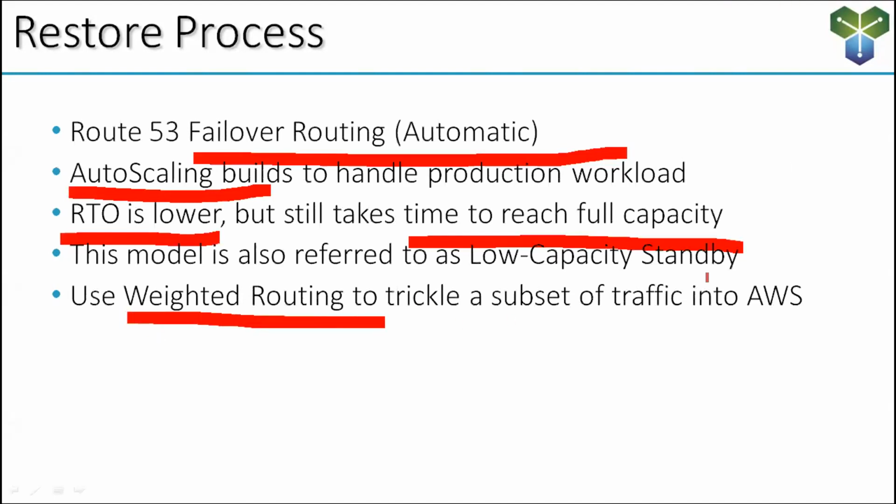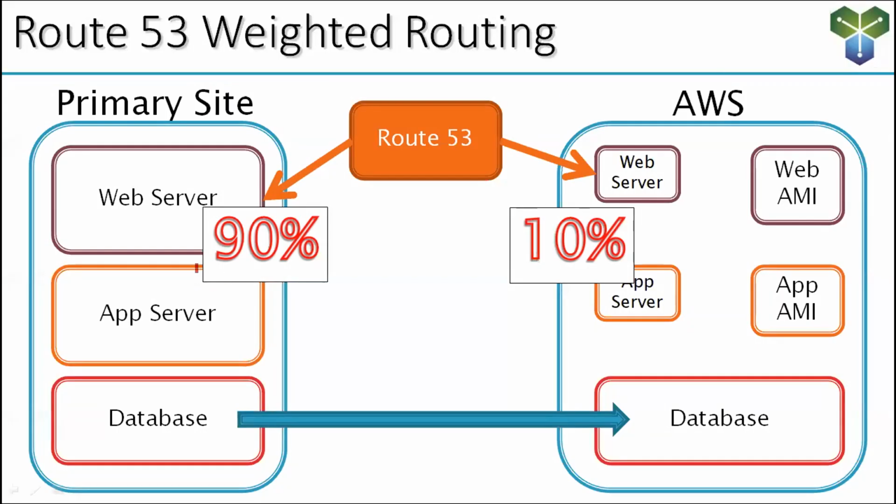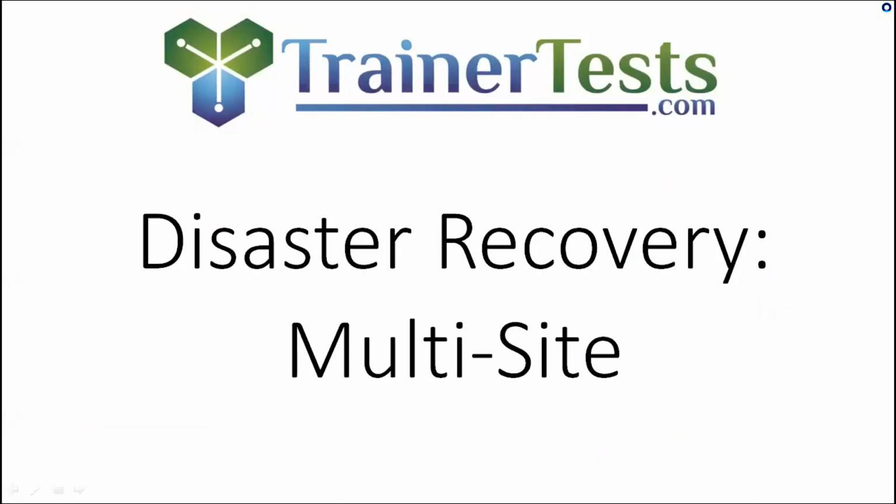And like I said, we'll use weighted routing in Route 53 to trickle a little bit of traffic into AWS. So kind of here you see that example, 90% to the primary site, the other 10% to AWS. And we can bake failover routing right into that, so that if the primary site fails, now 100% of the traffic will go to the AWS deployment.